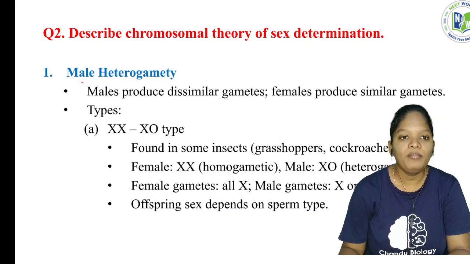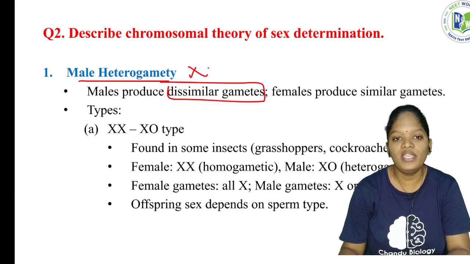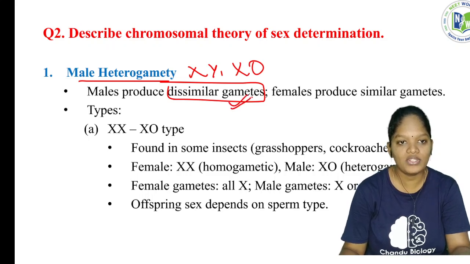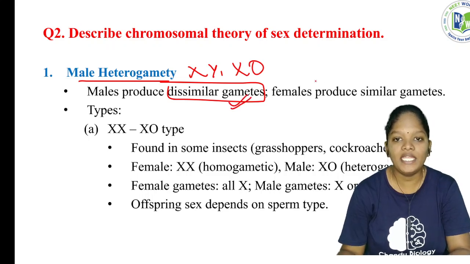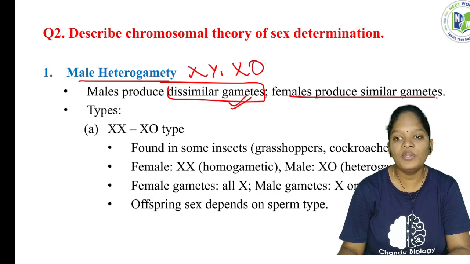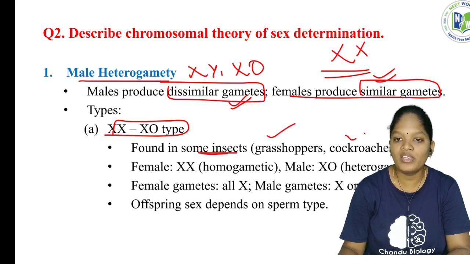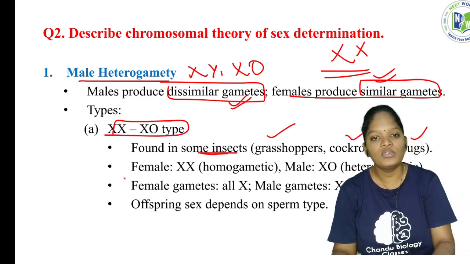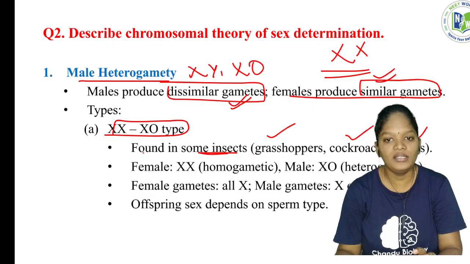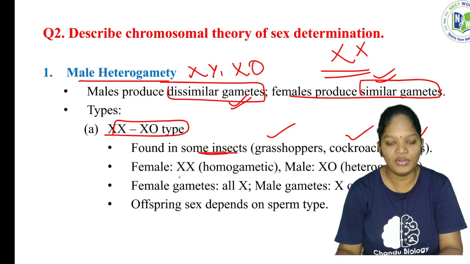See, male heterogamety: males are producing dissimilar gametes, so it will be XY or XO. That is what dissimilar gametes are, so we call this male heterogamety. Females are producing similar gametes, so it may be XX. The first type will be the XX-XO type. It is present in some insects, that is grasshopper, cockroach, and bugs. These are all examples of male heterogamety.